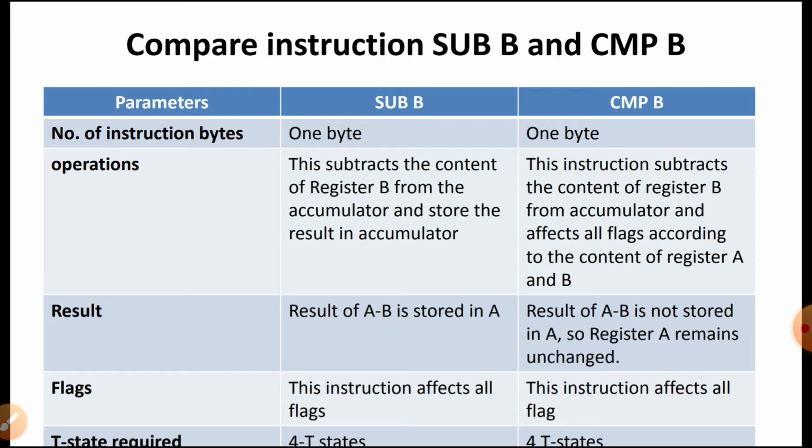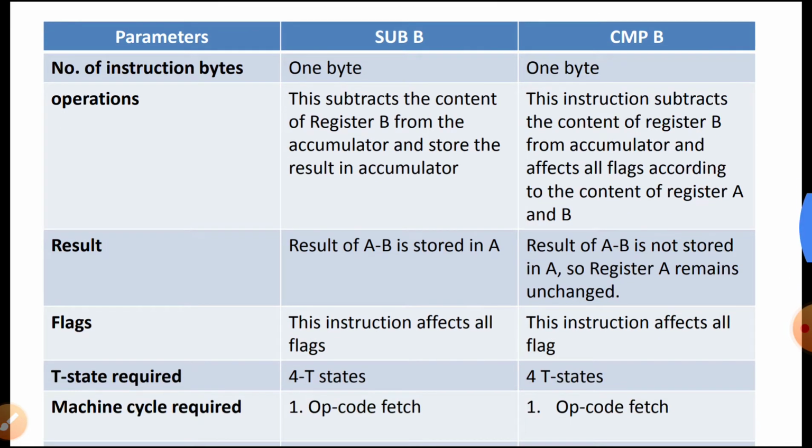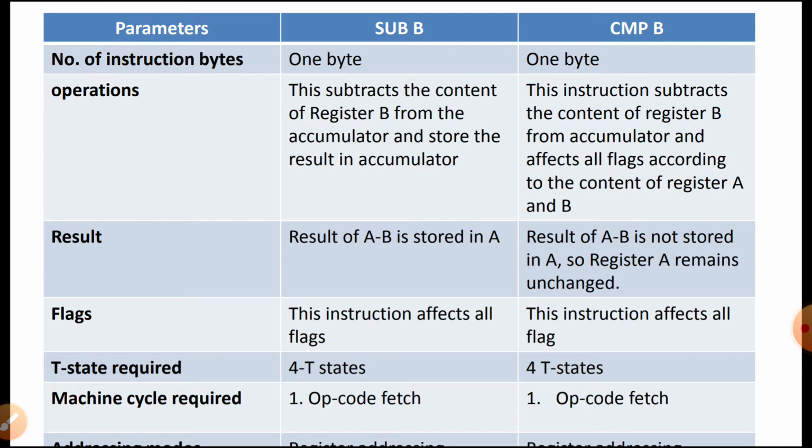number of instruction bytes are concerned, SUB B is a 1 byte instruction and CMP B is also a 1 byte instruction. Now, the operation of SUB B is that it's going to subtract the content of register B from the accumulator and store the result in the accumulator. The instruction CMP B is also going to subtract the content of register B from the accumulator content, but the content of accumulator is not going to change, and it is going to affect all the flags, and depending upon the value of A and B, the flags will be affected.